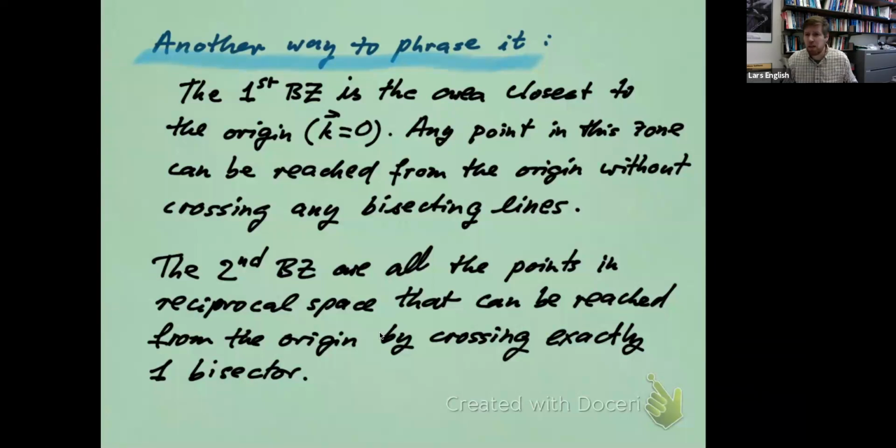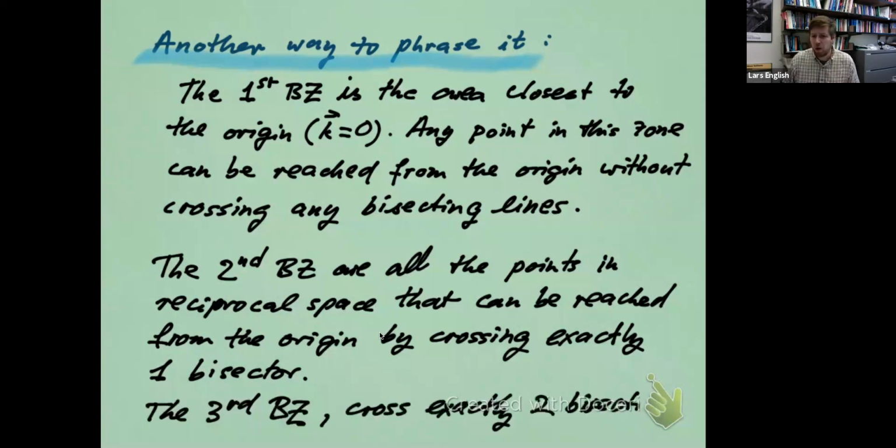So in 3 dimensions, then this definition would read: the second Brillouin zone, which is a volume, are all the points in reciprocal space, 3-dimensional space, that can be reached from the origin by crossing exactly 1 Bragg plane, or no fewer than 1. Okay, so this keeps on going with the 3rd, 4th, and so on Brillouin zone. All right, so that's another kind of nice working definition for these Brillouin zones.